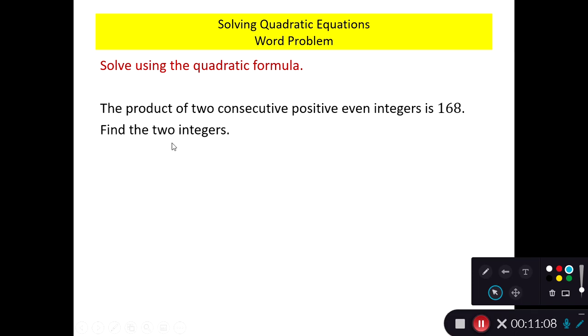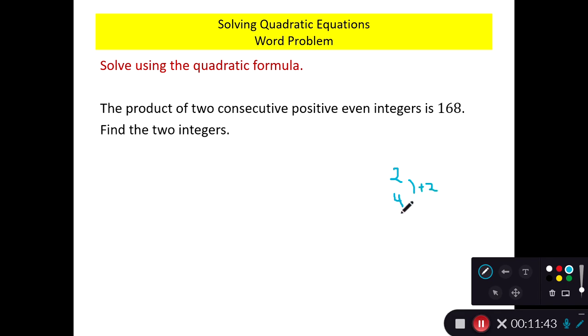Let's just find the first one. Product of two consecutive positive, even integers. Two consecutive means one right after the other, and they have to be positive. So let's say we start with the number 2, just to get an idea what we're talking about. How do I get to the next even number? The next even number would be 4. How did I get there? Well, I added 2.